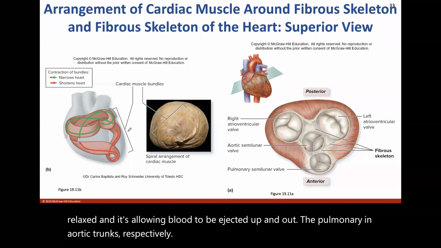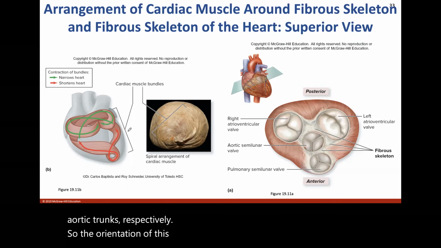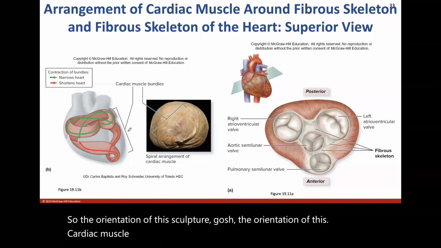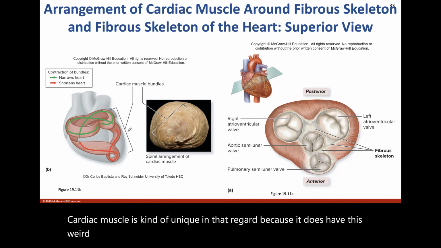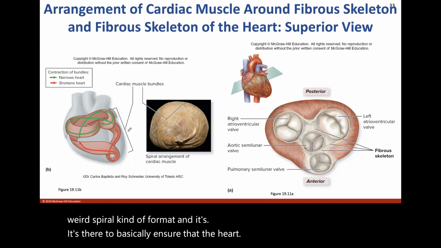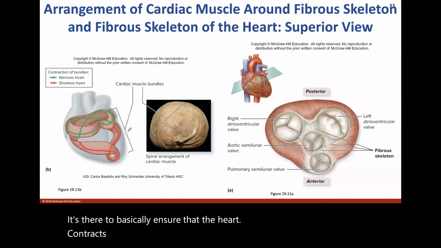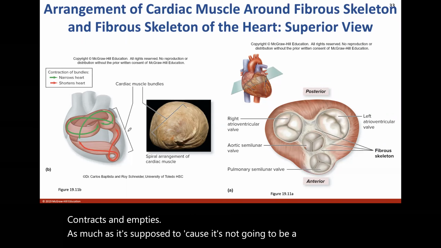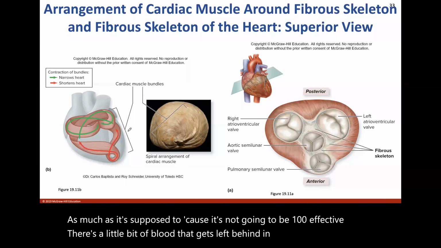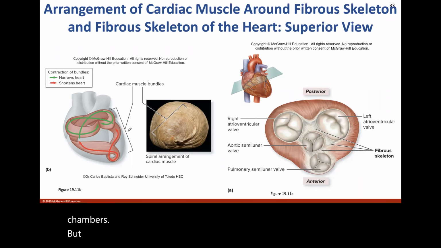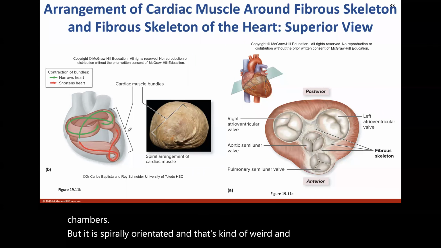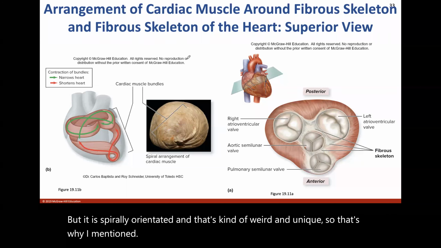So the orientation of this cardiac muscle is kind of unique in that regard because it does have this weird spiral kind of format. And it's there to basically ensure that the heart contracts and empties as much as it's supposed to, okay? Because it's not going to be 100% effective. There's a little bit of blood that gets left behind in the two bottom chambers. But it is spirally orientated, and that's kind of weird and unique. So that's why I mention it.